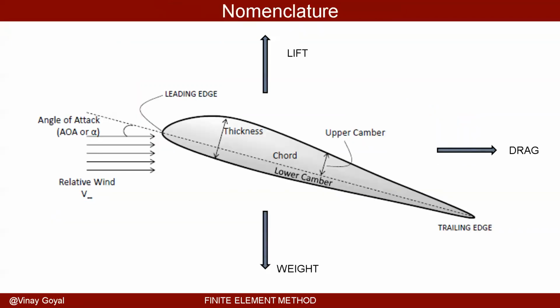So here's some more nomenclature. You have the thickness of the airfoil. You have the lift, the weight. You have the angle of attack. So if this is the flight path, the drag acts parallel to the flight path, and then the lift acts perpendicular to the flight path. The angle of attack is the angle between this chord line and the flight path.